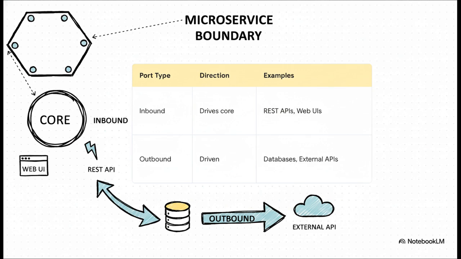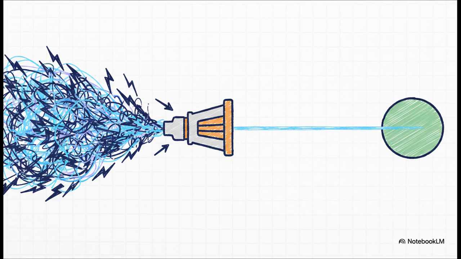Inbound or primary ports literally drive the application core. Think REST API controllers or web UIs sending commands in. Outbound or secondary ports are driven by the application, like your core asking a database repository or external APIs for information. They beautifully separate the what from the how. And that leads right into adapters.